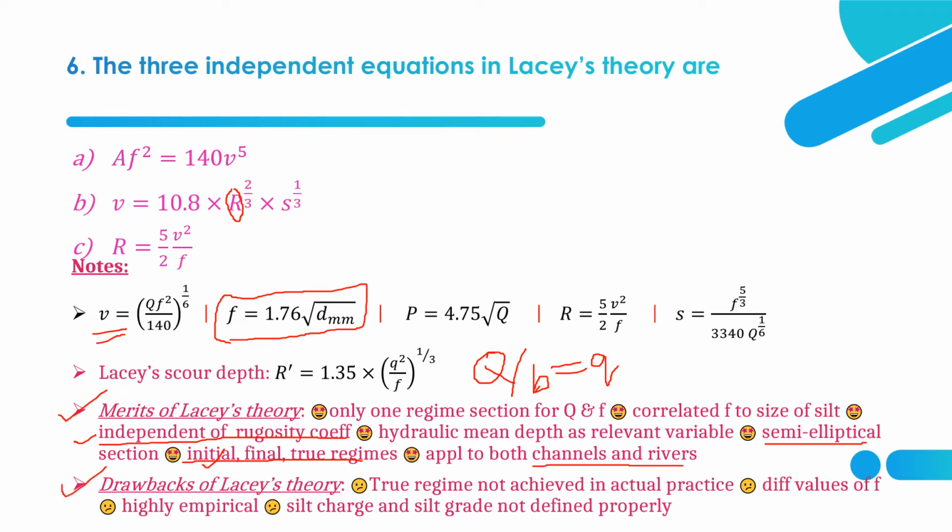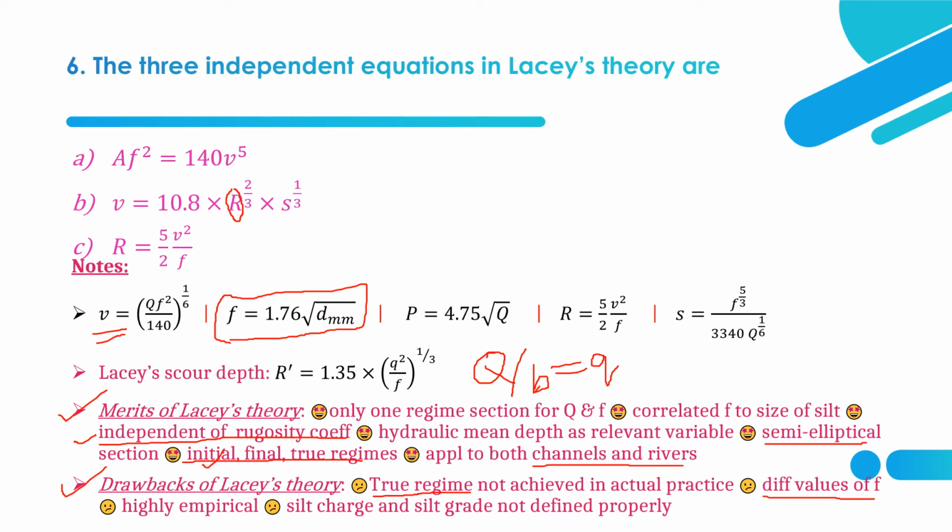And in spite of many merits of Lacey's theory, there are some drawbacks of Lacey's theory. We shall see that. True regime not achieved in actual practice. True regime means what? There will be neither silting nor scouring. That will not be achieved in actual practice. That is a drawback, or that is actually difficult to achieve.